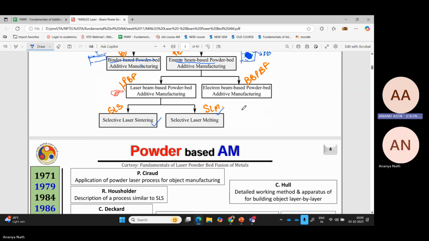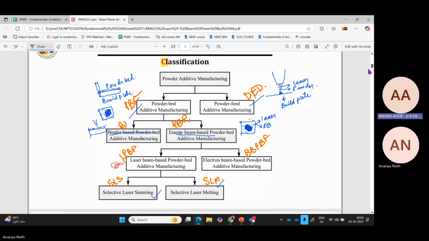Ma'am, what is the full form of PBP? Energy beam based powder bed, that short form is EB PBF, electron beam powder bed fusion. Yes.